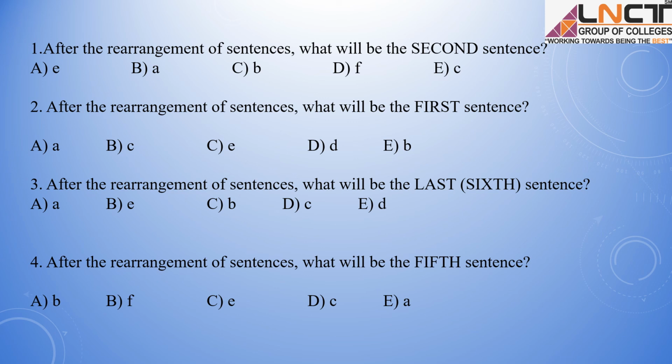So the questions after such a paragraph are given in this way. As you can see, the options are different in each question. It means we just don't have an order like A, B, C, D, E. The order keeps on changing, and you have to be careful while marking the sentences.